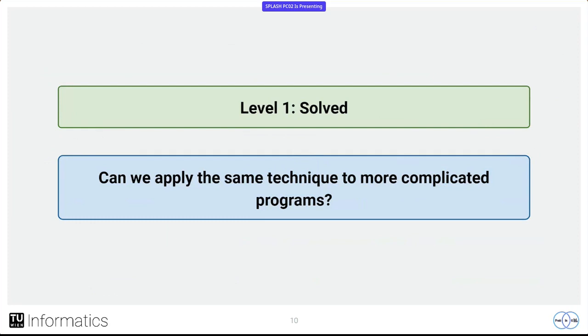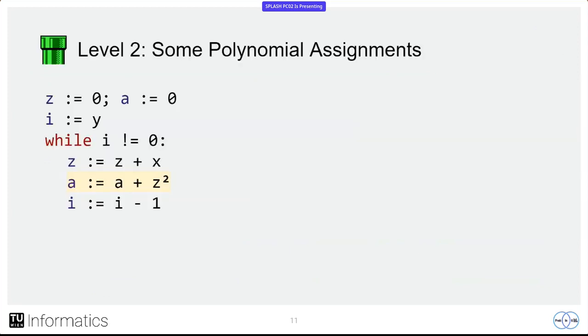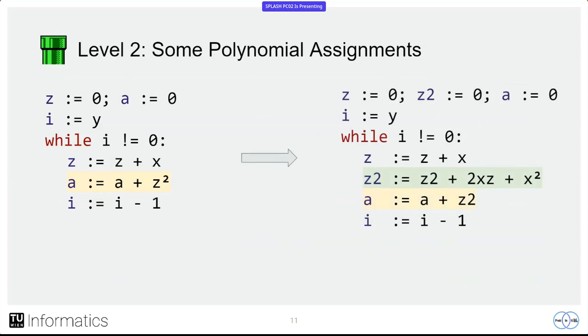But can we apply the same techniques of recurrence, closed forms, and then Gröbner basis to more complicated programs? So we had linear assignments. Let's make it a bit more complicated and throw in one quadratic assignment. We have a new program variable, a, and we have a quadratic assignment: a is assigned a plus z squared. And in this specific example, we can do a little trick. We can introduce yet another program variable, z2, that models the value of z squared. And it does so by just a linear assignment, right?